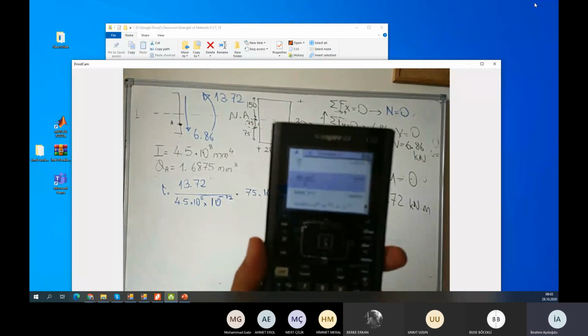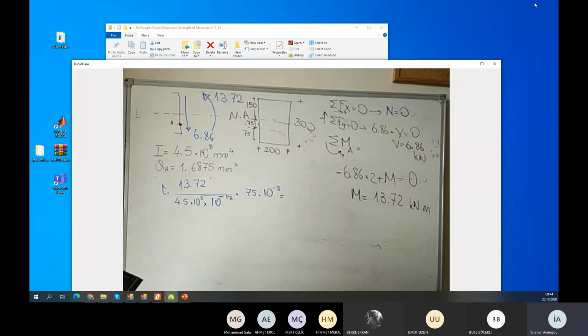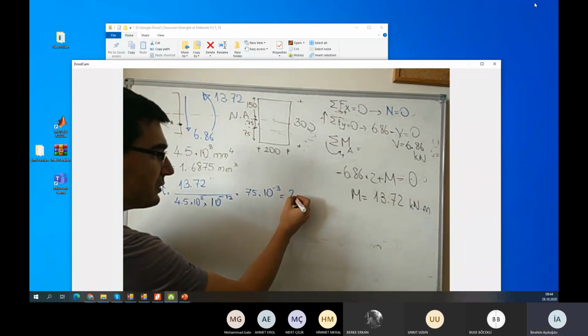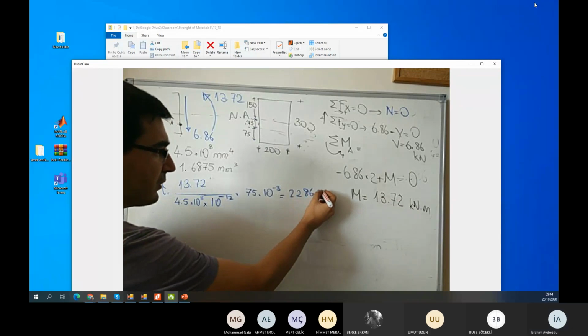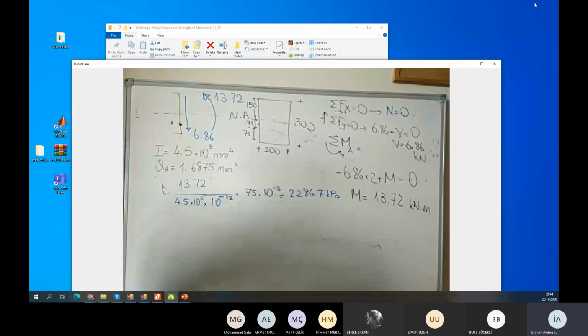Okay, can you see? Can you see it? It doesn't work when zoomed. Anyway, never mind. I hope it's correct. Okay. 2,286.7 kPa, okay, kilopascal, kilonewton divided by millimeter.